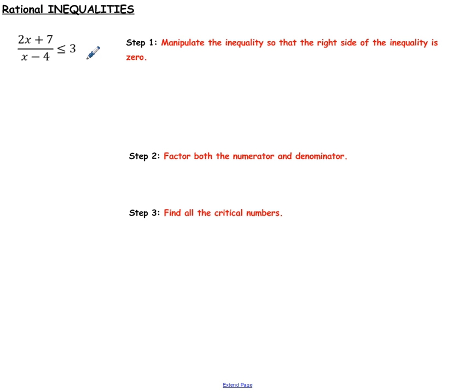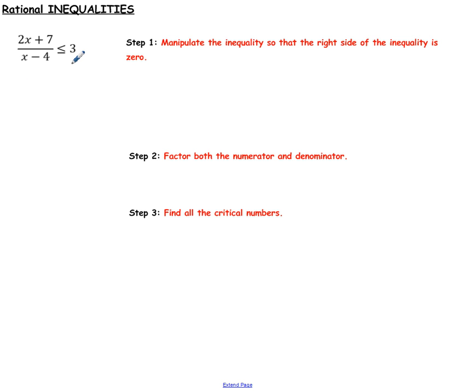Right, y'all, this is part 2. What do you do when your rational inequality does not equal 0 on one side? So I've got this situation here. My directions say manipulate the inequality so that the right side of the inequality is 0. How do I do that?